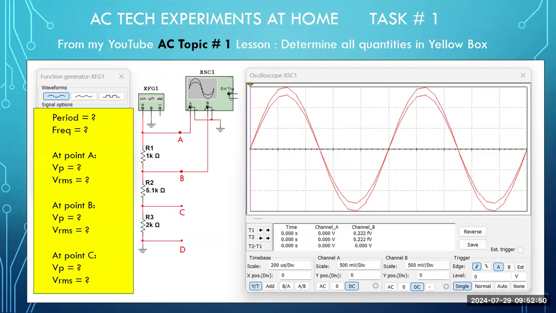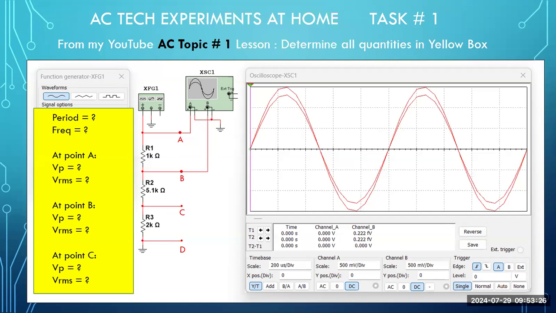I am using, I believe this is Multisim, and in Multisim, as a simulator, I've got a signal generator. The signal generator box is covered by the yellow box, so you can't see what is being generated in terms of frequency. You can't see what's generated in terms of volt peak to peak or volt peak. That's covered. So it's your task to be able to read the waveform on the display to determine the quantities of interest.